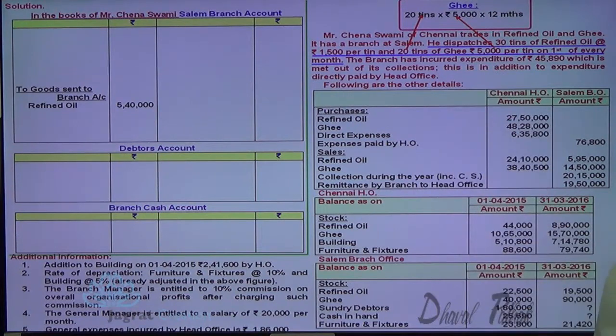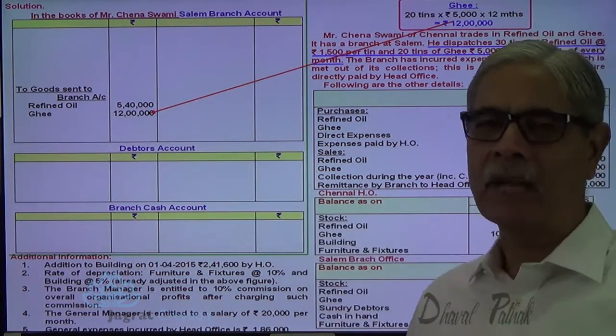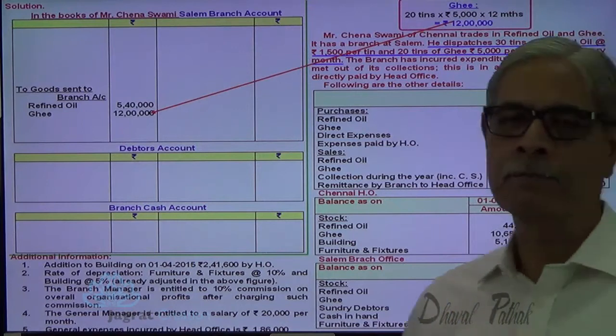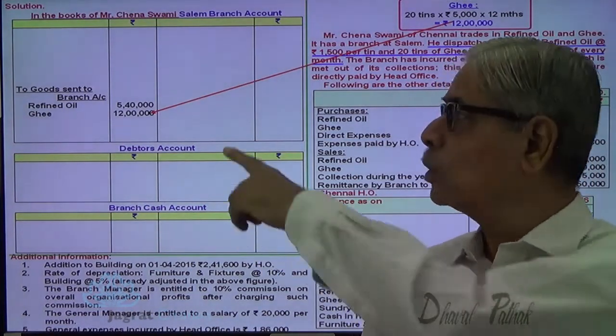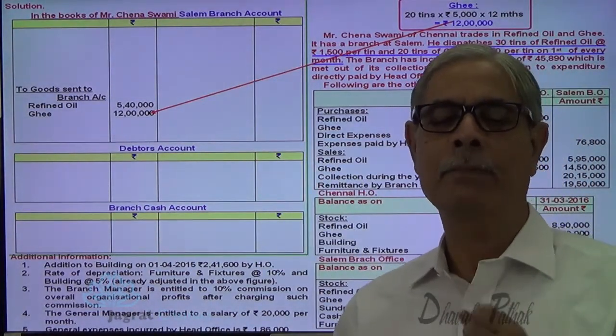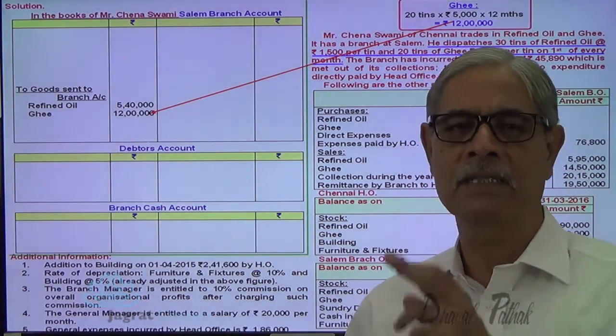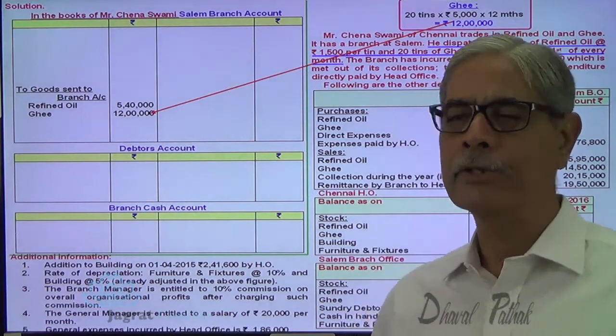20 tins every month, 5,000 each, for 12 months. So 12 lakhs. Branch account debit to goods sent to branch account 12 lakhs. This ghee purchased is 28,28,000. Out of these purchases, this much goods are sent to the branch. So when I prepare the trading account for HO, I will deduct goods sent to branch from purchases.